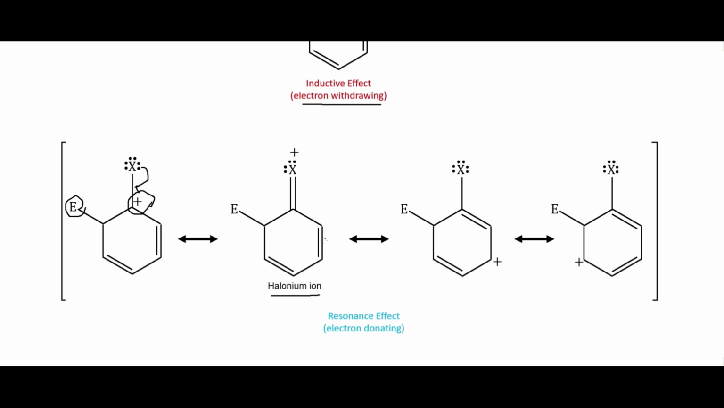We could, of course, then have these continue moving around. So we could have those electrons move there, those go back up onto there, and so we then move this positive charge around the ring. But the one that's important here is this halonium ion, which, like I said, is stabilizing the positive charge on that carbon right there. And so this is the resonance effect. And we can see that this is electron donating in this case. So the halogen is donating electron density in order to stabilize the carbocation on the adjacent carbon right there.